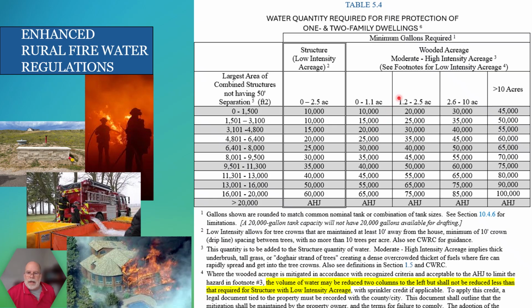So let's say we're on 12 acres. We're greater than 10, so we're on 12 acres. Same situation. If we're not going to mitigate, we need 50,000 gallons of water. If we're going to mitigate and commit to mitigating before construction starts, we go 2 columns to the left, which means we now need 25,000 gallons of water to protect that 12 acres with a 3,000 square foot house.